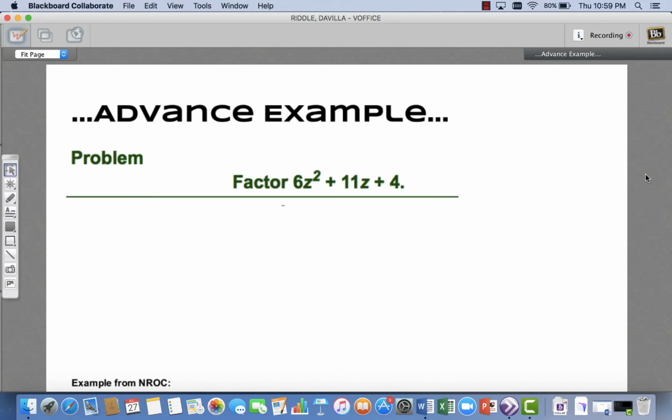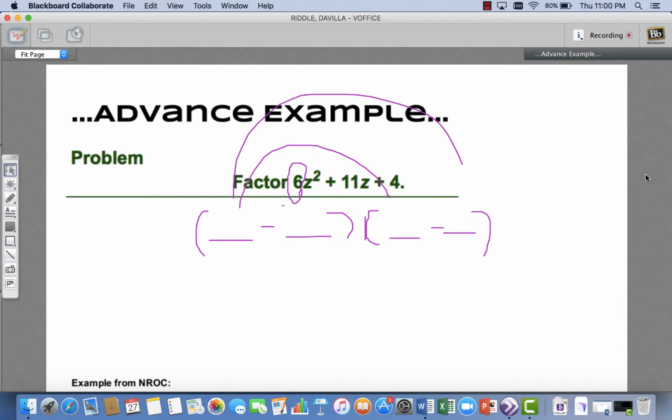And then this is going to be our last example for tonight. So this is a little bit different because now we have a 6 right in front of the z squared. So if you remember earlier, I was mentioning doing this kind of rainbow thing, like this. So now what we're looking for is two numbers for this that will equal 6z squared when multiplied together.